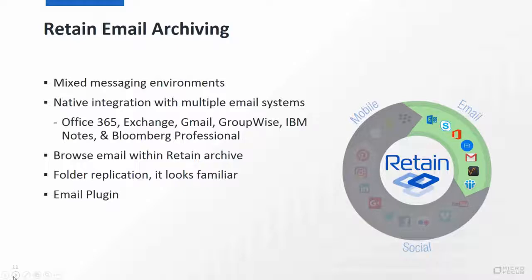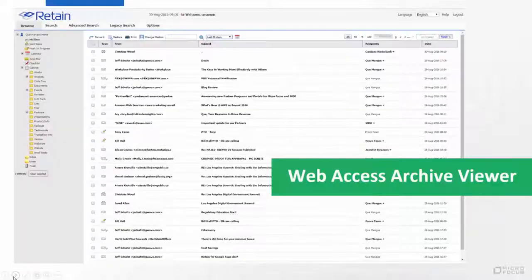And this is especially important for your end users, that the folders are replicated so that the UI looks familiar to them. So when they go into the archive, it's going to look similar to what they would see, say, in Outlook. And speaking of Outlook, there is a plugin for Outlook so that your users can access their archive directly from Outlook.